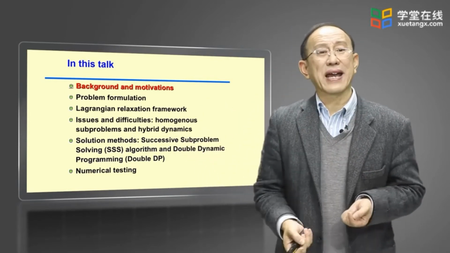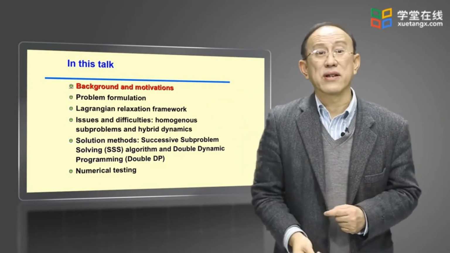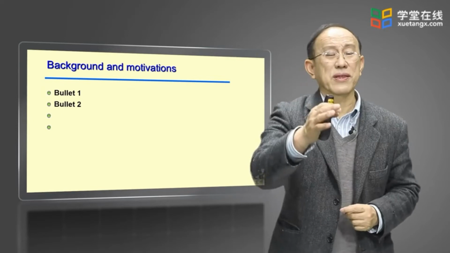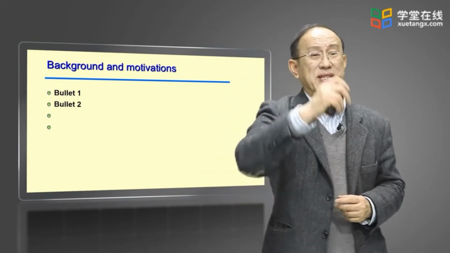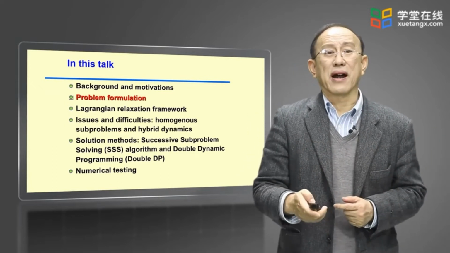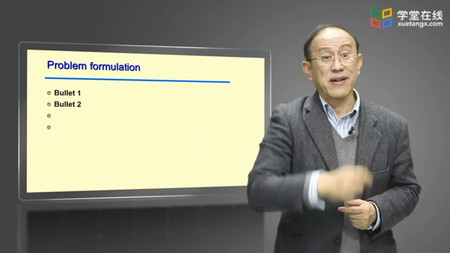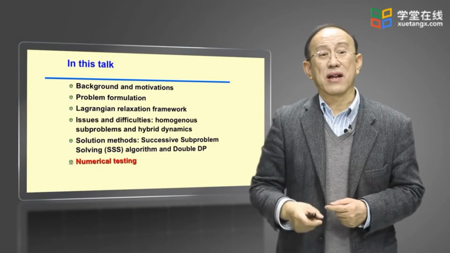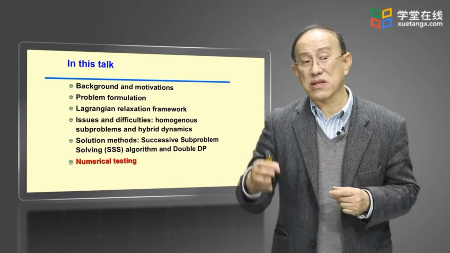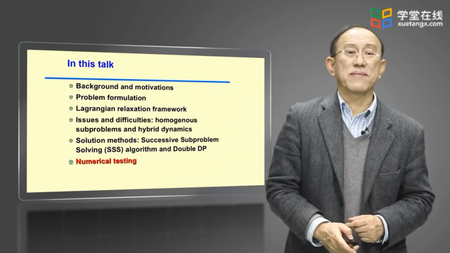So the first item is background and motivation. You highlight it in red as that's where you're talking about. And also the background and motivations, bullet 1 and 2, and then you come to the second content, the problem formulation. Okay, and in problem formulation you talk about bullet 1, bullet 2, and then see here, come to the last item you are presenting, the numerical testing. So using this roadmap, you tell the audience where we are talking about. This is a good practice.